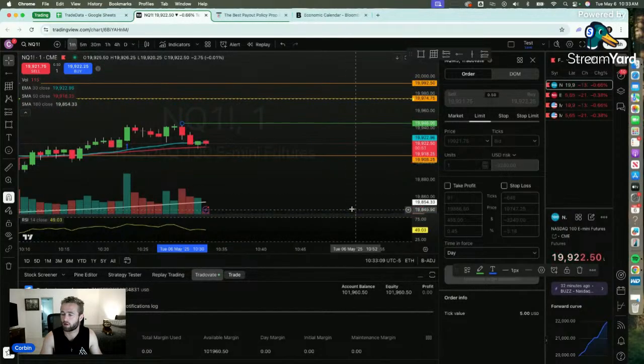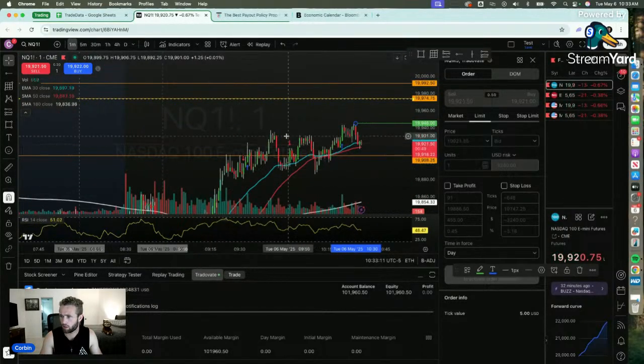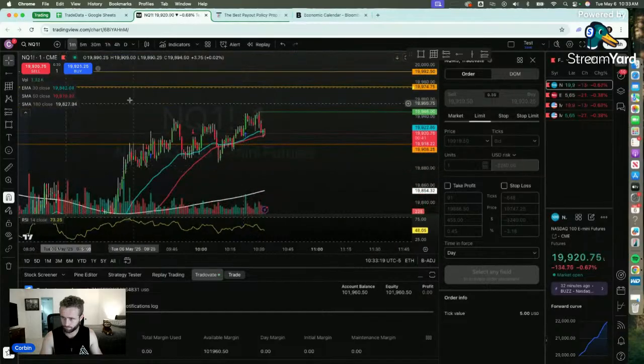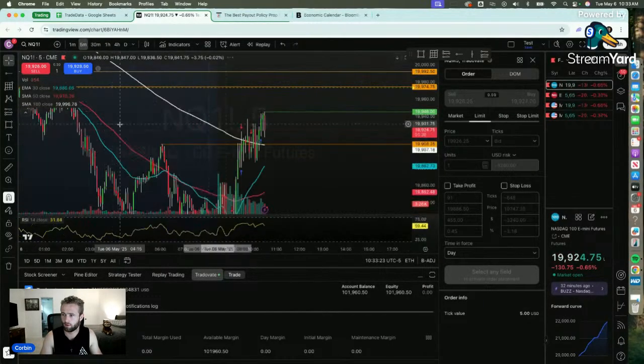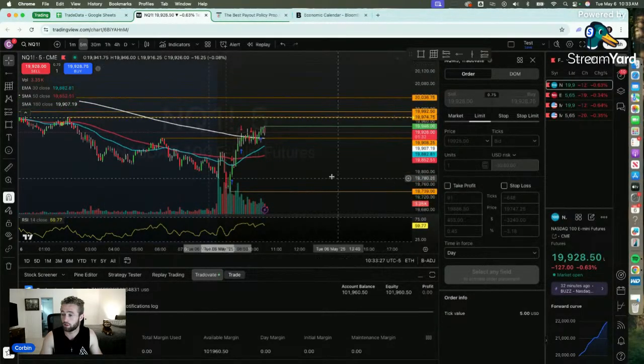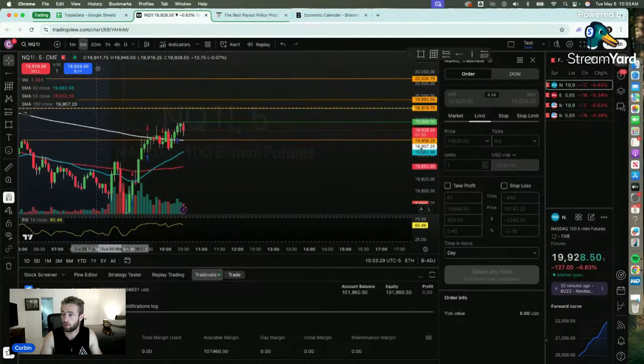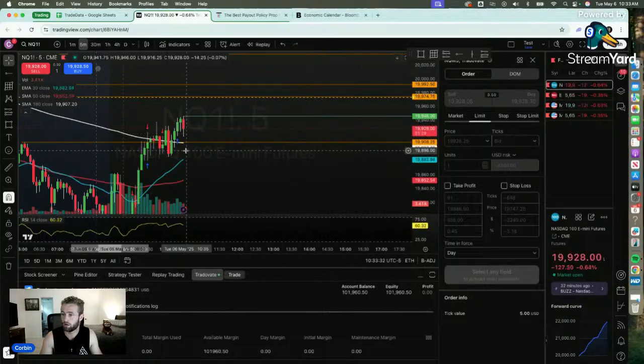On the 1-day, 1-minute chart, what are we looking at? Yeah, we broke our structure. Still making higher highs on the 5-day, 5-minute, and higher lows on the 1-day, 1-minute. So we're done.